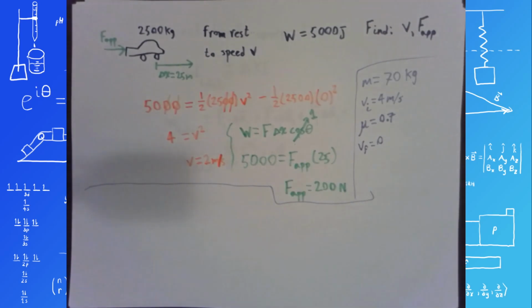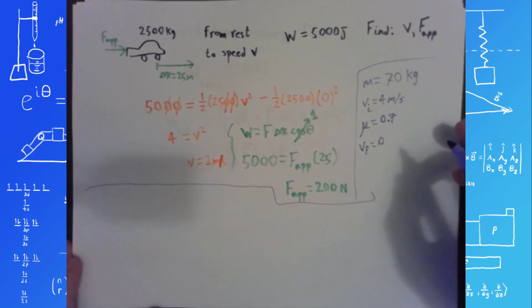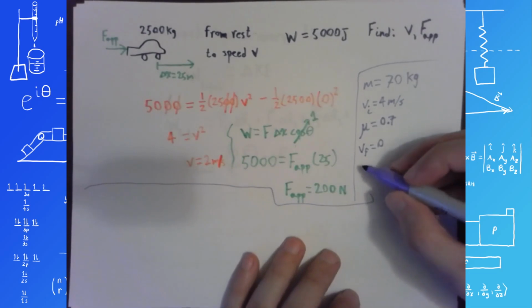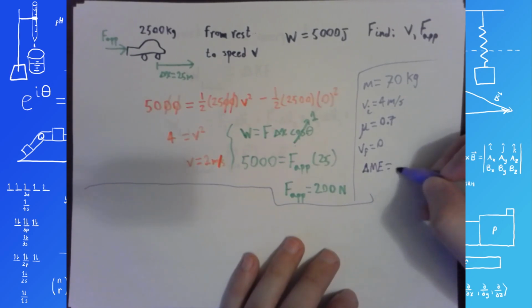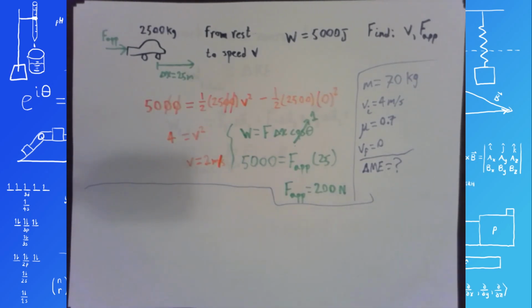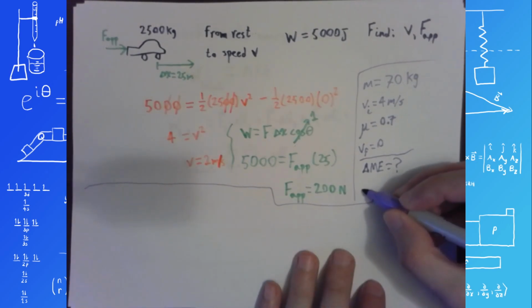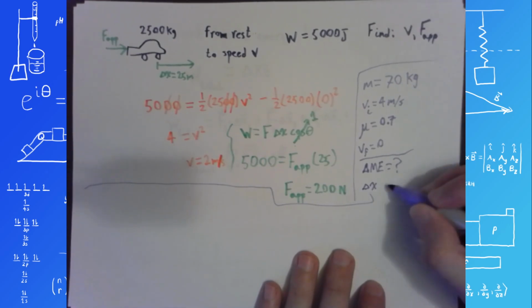And part A says how much mechanical energy is lost due to friction acting on the runner. What is the mechanical energy lost? That's our first question. And then the second question is how far does he slide? We'll call that delta x.